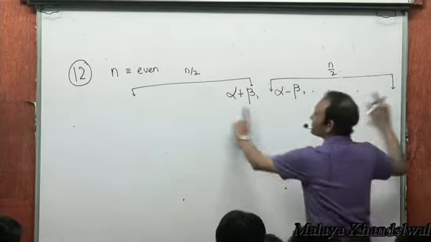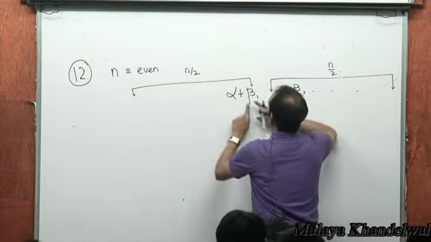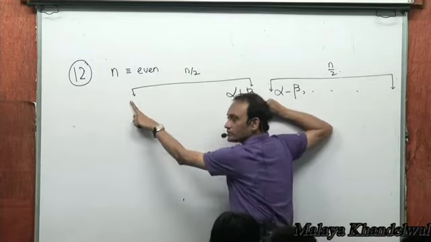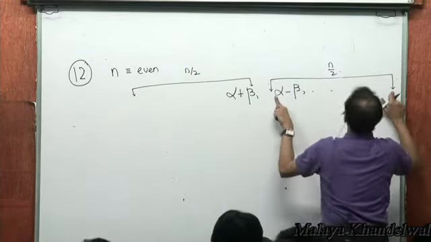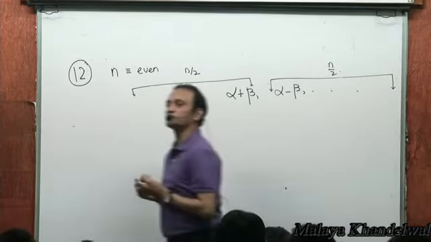Isn't it? The total number of terms is n, even. So from this term to the first term, there must be n by 2 terms, and from this term to the last term, there must be n by 2 terms. Yes or no?